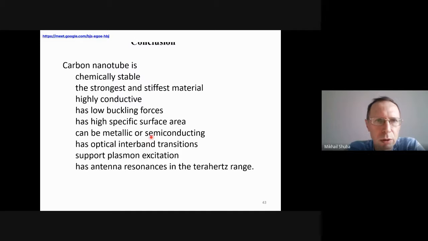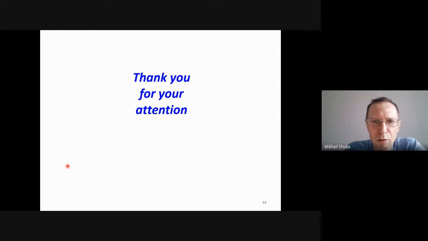So, in conclusion, I would like to repeat the main properties of carbon nanotubes. A carbon nanotube is chemically stable, the strongest and stiffest material, highly conductive, has low buckling forces, has a large specific surface area, can be metallic or semiconducting, has optical interband transitions, supports plasmon excitation, and has antenna resonances in the terahertz range. So thank you for your attention.